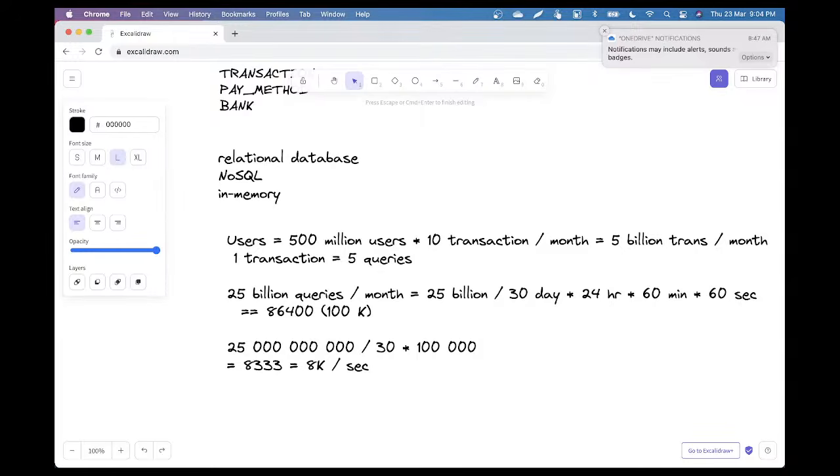Now we can figure out whether this can be taken care of by a relational database or not. 8k, it should be able to, yes. So Postgres would absolutely be able to handle your 8k transactions very easily. Yes, Postgres is capable of handling 8k.